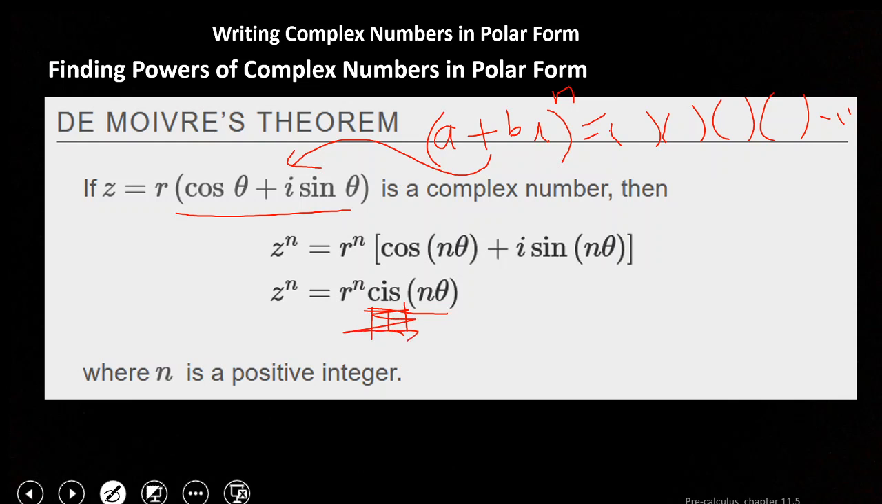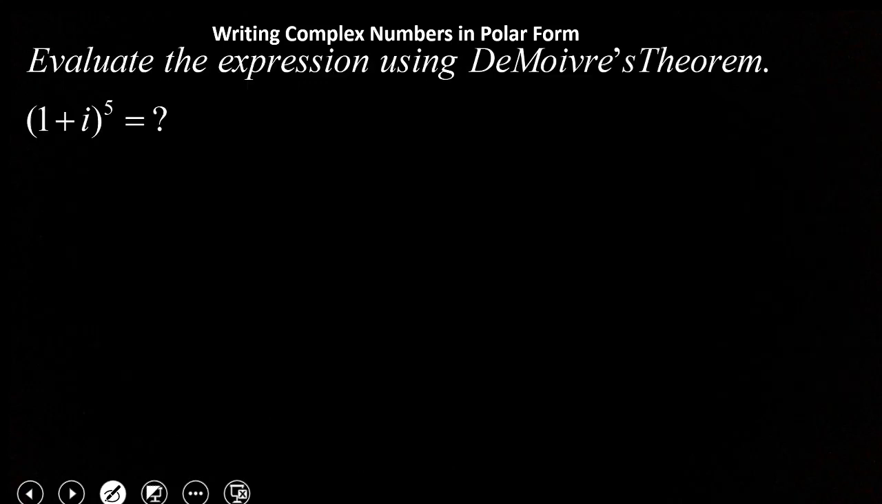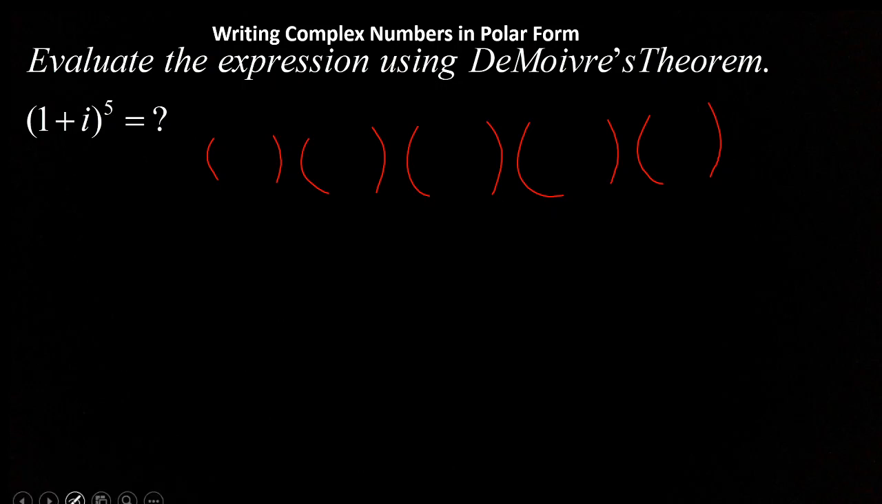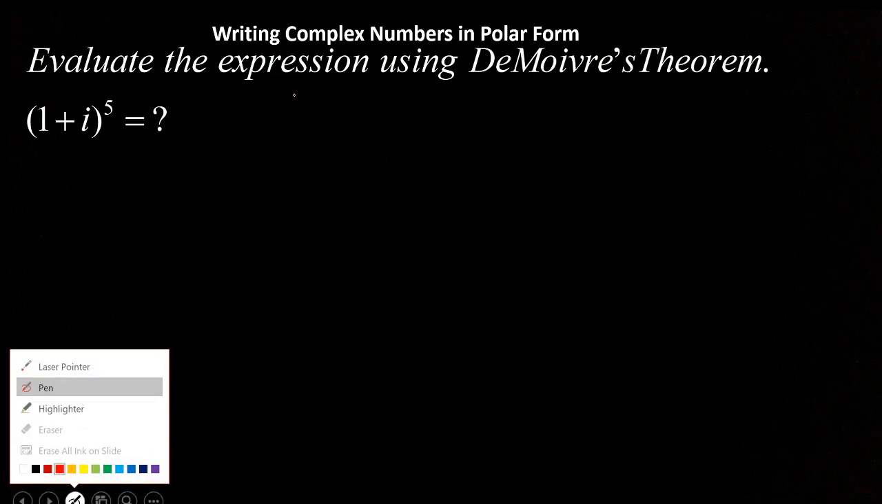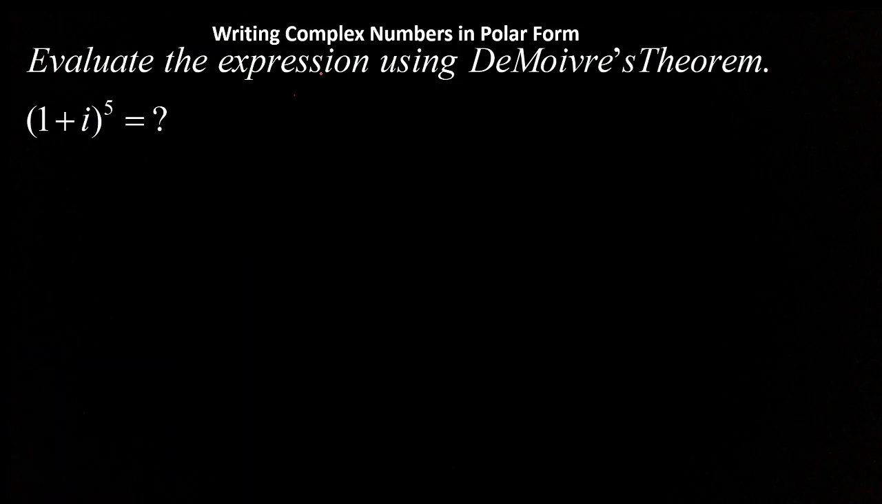Okay, so all we have to do is raise the modulus to the nth power, and then multiply the angle by n. That's it. So it's really easy to raise. So if you were to raise this to the fifth power, you would have to write that in algebra 5 times and then multiply them. That would take forever, especially if that was 50 instead of 5. But now we can easily do it, so we have to convert 1 plus i to polar form.